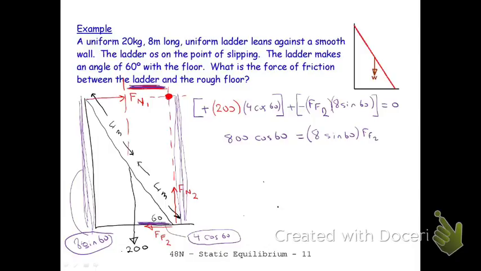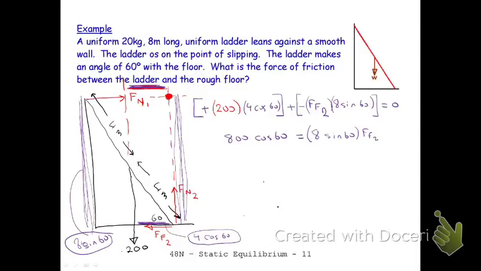So what was your question? Why are you multiplying 200 by 4 cosine 60? So, what is a torque? Force times lever. Okay, so what is my force here? 200. So 4 cosine 60 is my lever arm. Why is that your lever arm? So it's got to be the perpendicular distance.